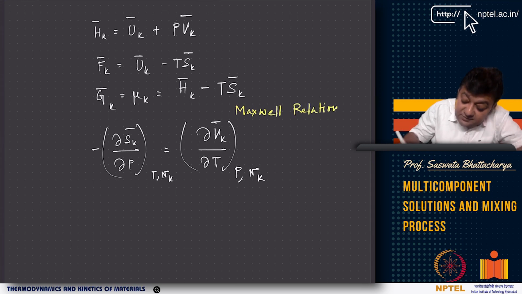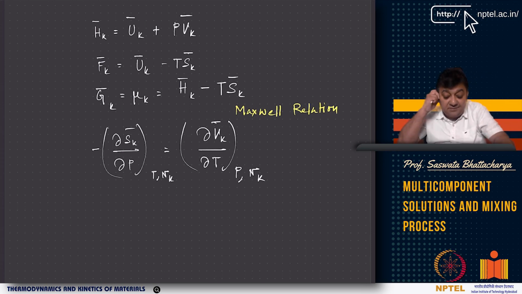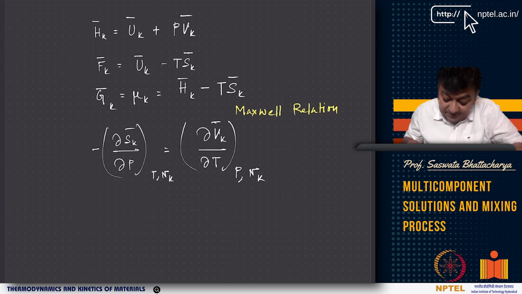So this is one Maxwell relation, which is basically minus del Sk bar del P equals del Vk bar del T at fixed pressure and mole number.